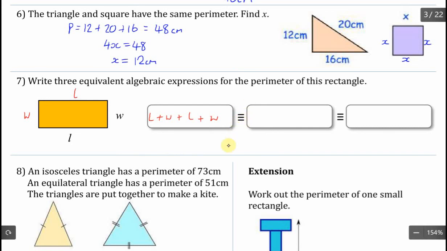Okay, so remember the other shortcut we said we could do is to do 2 lots of the length and add it to 2 lots of the width. Or the last little shortcut I pointed out was that you could add the length and the width and double it, times that by 2, because this would give the same result if we add those.